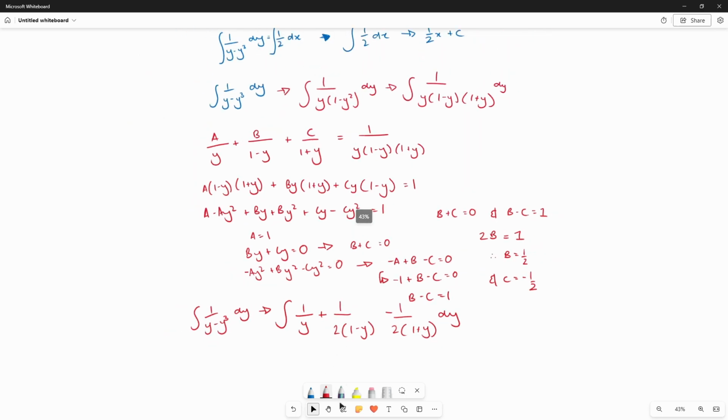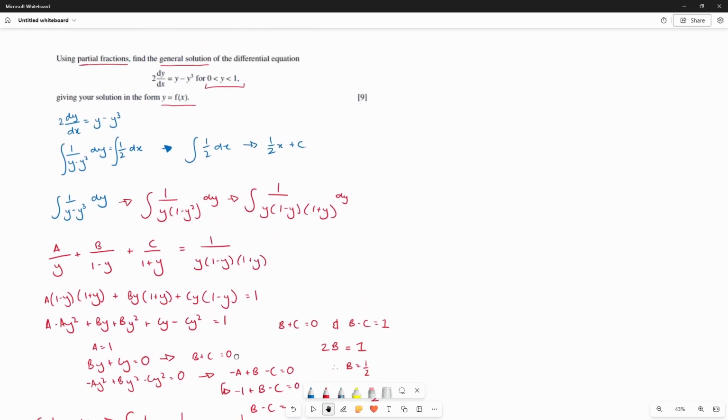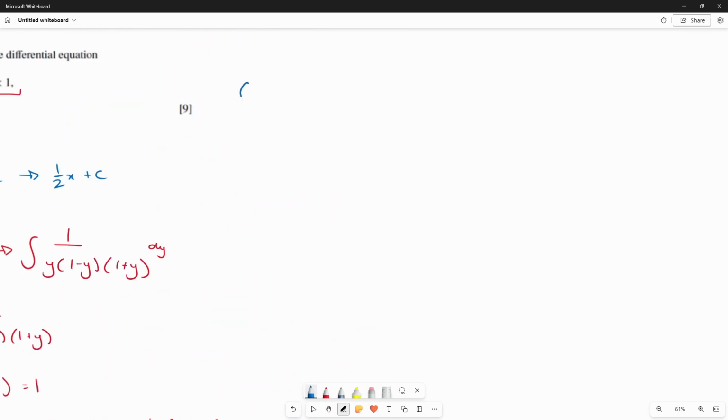So I'm going to rewrite that up here and we can focus on integrating it now. Now I've got what I'm trying to integrate, I'm going to switch back to the blue colour. So we have 1 over y plus 1 over 2 1 minus y minus 1 over 2 1 plus y dy. We can integrate, there's just the standard integral: 1 over y is just going to be ln y.